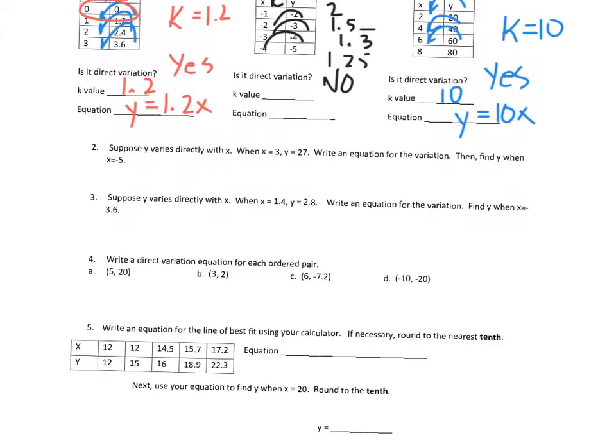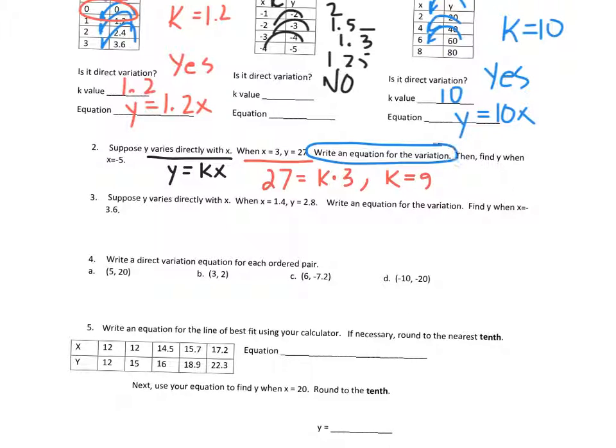Okay, for 2 and 3, suppose y varies directly with x. So that means you can write an equation y equals kx. Now I'm going to use the second part of the problem to solve for k. When x equals 3, y is 27. So 27 equals k times 3, so k equals 9. When it asks to write an equation for the variation, your equation needs to have an x and a y in it. So I already solved for k, so my equation is y equals 9x.